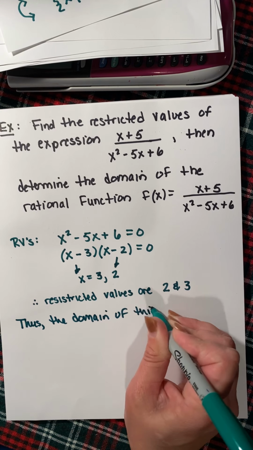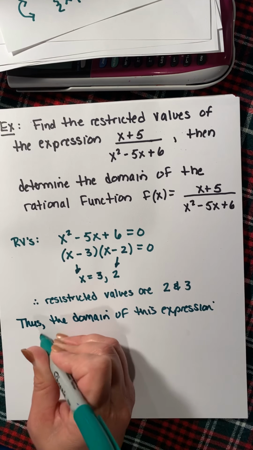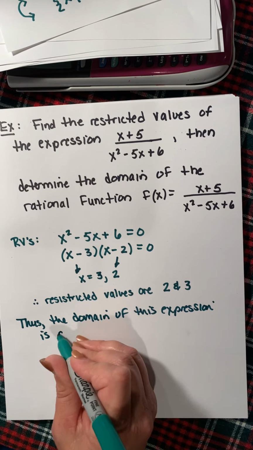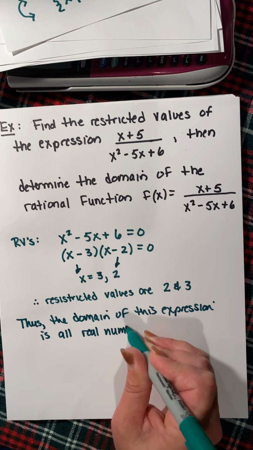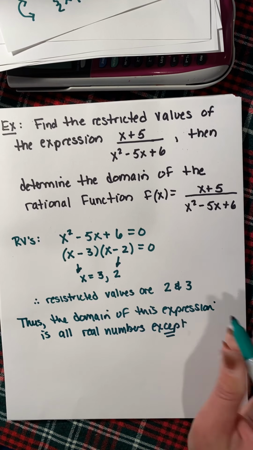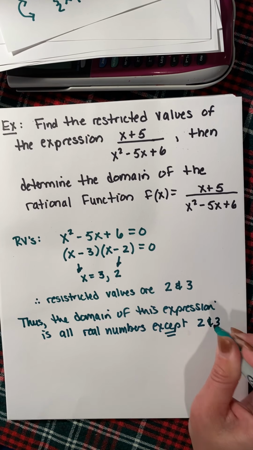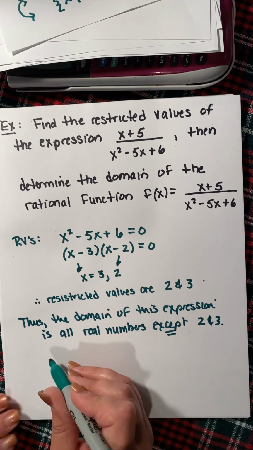Thus, the domain of this expression is, and this is probably the last time that I'm going to write it in words, all real numbers except 2 and 3. So notice these are opposite things of each other. The restricted values are 2 and 3, though the domain is everything except 2 and 3.